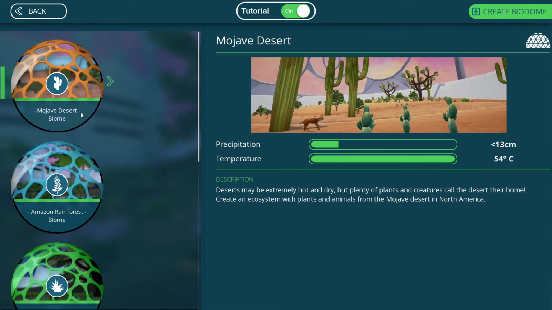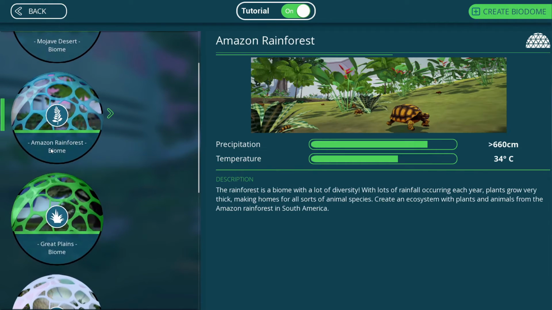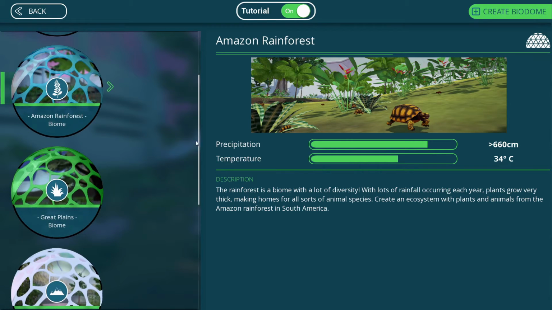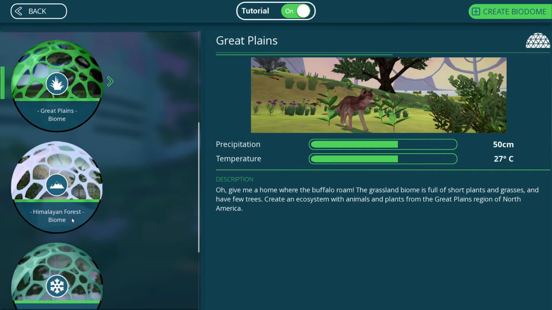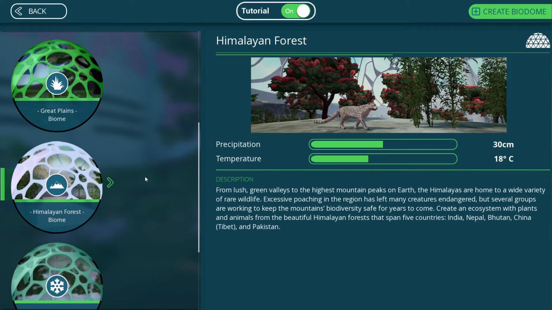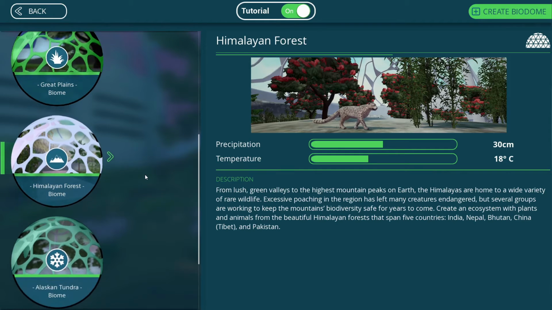Oh, let me show you the pictures for all these. This is the Mojave Desert. This is the Amazon rainforest. There's turtles. Look at the turtles. That one's a fun one. We did that one year. This is the Great Plains. Look at the doggy. Hi. Woof woof. This is the Himalayan forest.